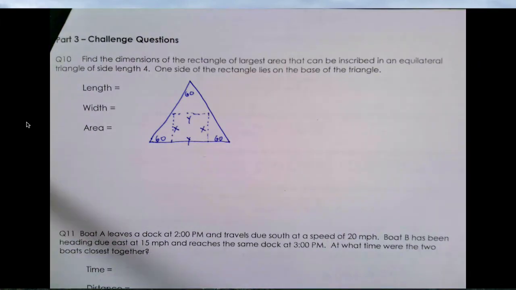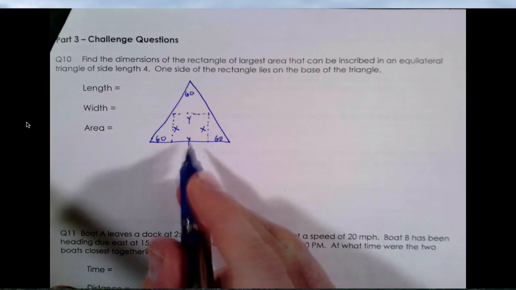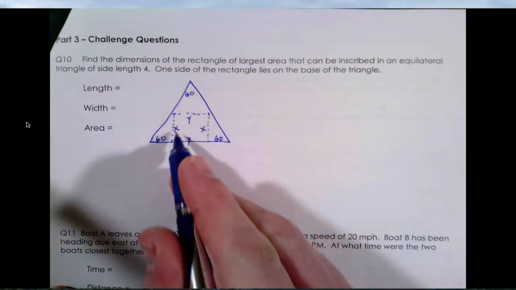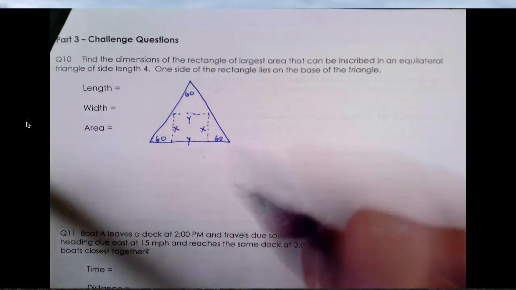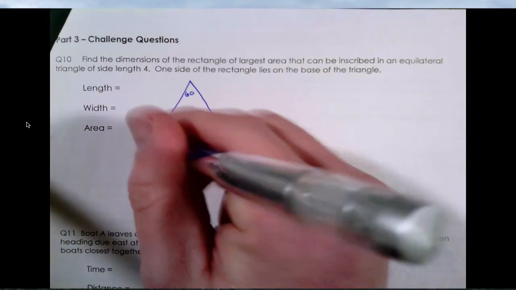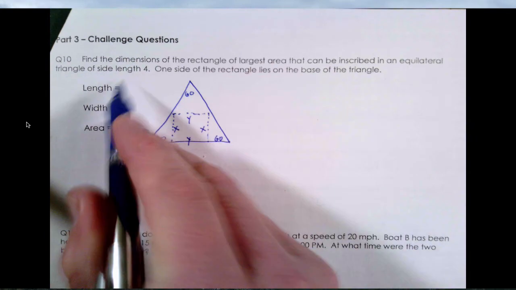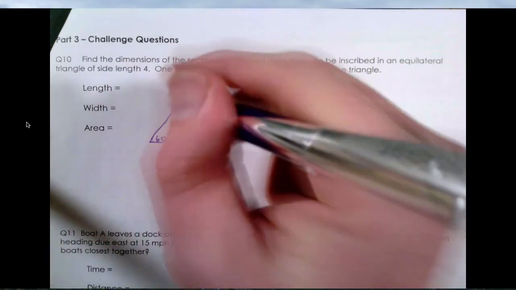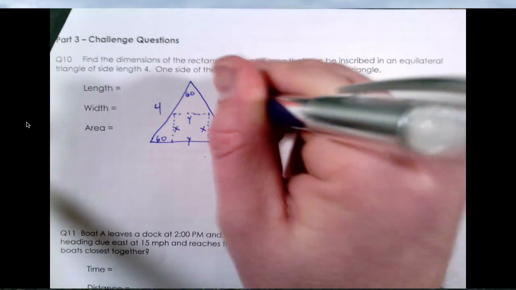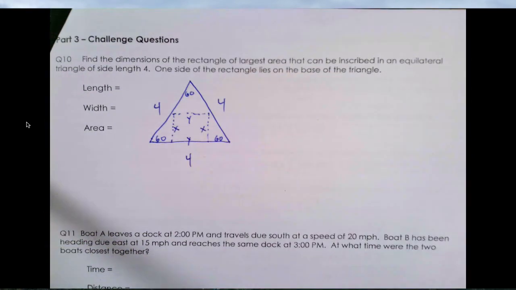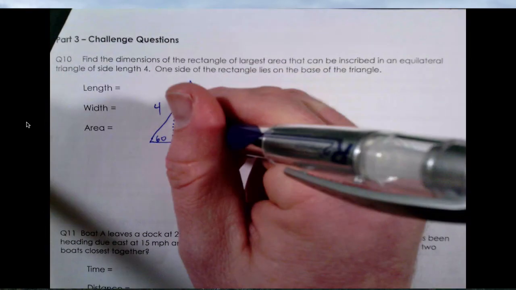I want to know exactly how I can get to y in terms of x. That's what I want to do. So here's what I know right now. I know that this entire distance is 4 because they said that the equilateral triangle had side length of 4. I know the entire thing is 4. All right, now let's go this way.